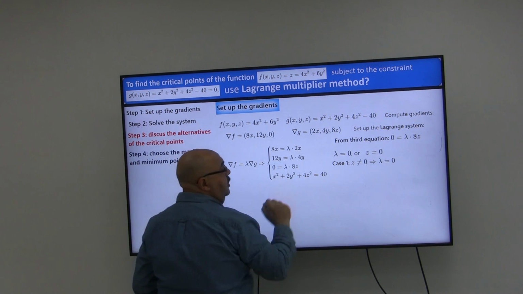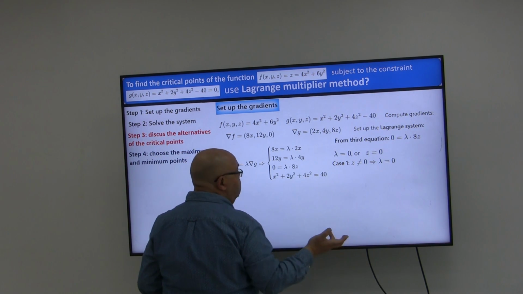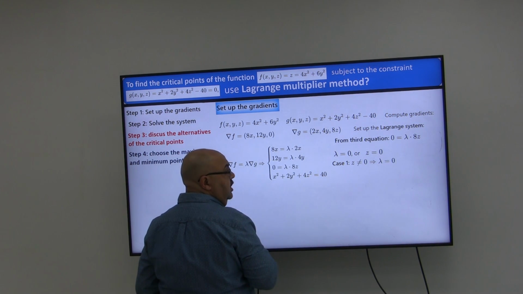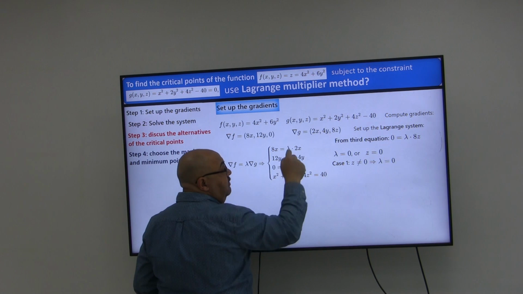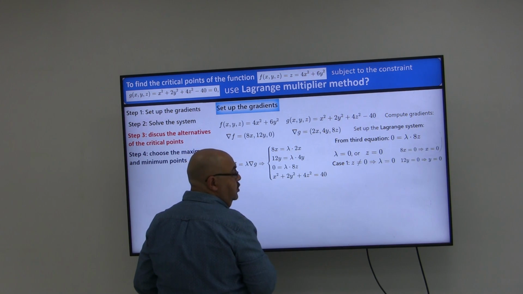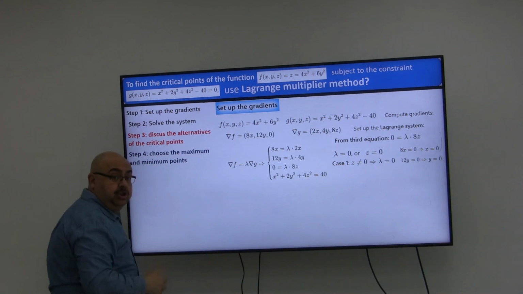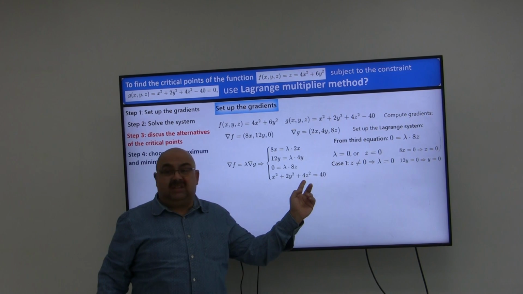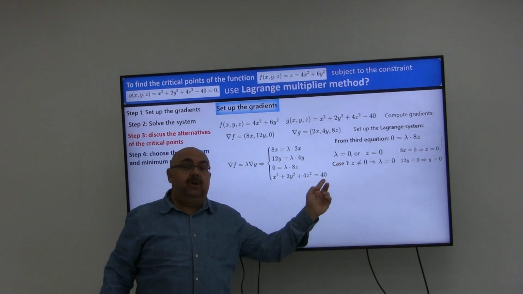If lambda is equal to 0 and z doesn't equal 0, I will use this information and substitute in the first two equations. If lambda is equal to 0, this will lead to x equal to 0 and y equal to 0. I will take the three conditions: x equal to 0, y equal to 0, but z doesn't equal 0. And all of them equal to 40.